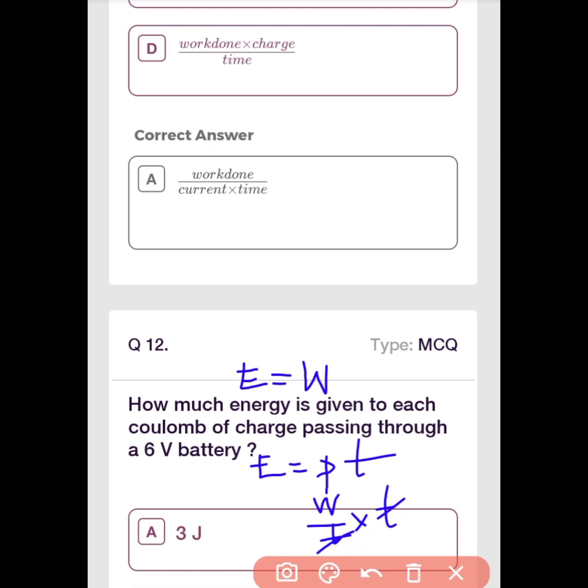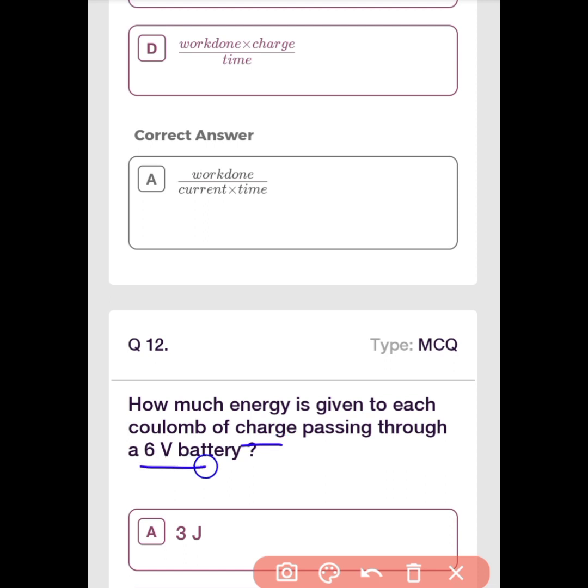So t and t get cancelled. When we substitute the expression for power, work done by time taken, in the expression of energy, energy is equal to power into time, t and t get cancelled, and we get energy is equal to work done. So we know energy is equal to work done, right? Now, what is the expression for energy when charge and voltage are given?